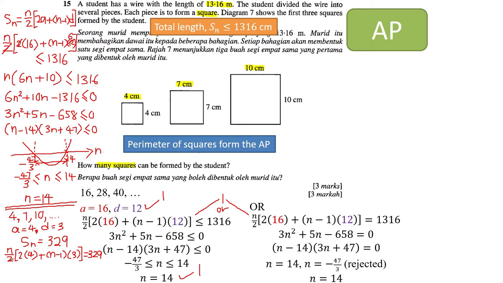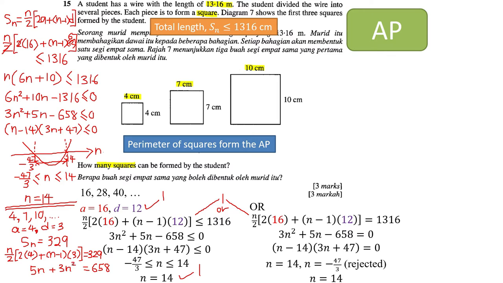329. So I eliminate the 2 first. I move to the other side, multiply with the 329: 658. 4 times 2 is 8. 3 times negative 1 is negative 3. So 8 minus 3 gives me 5. 5 times n is 5n. Okay, lastly 3 times n again, I get plus 3n.